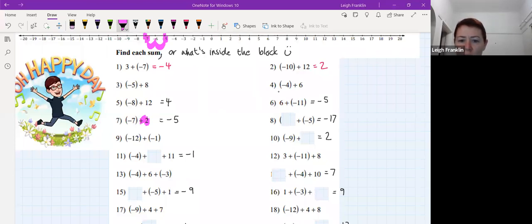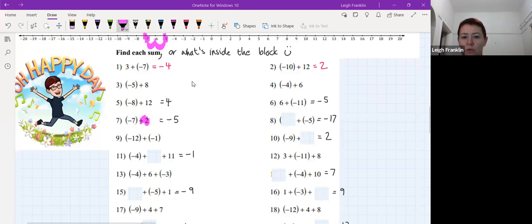Okay, now let's have a look at number 8. Where do we have to start on the number line when we add negative 5 and we're going to end up at negative 17? How are we going to get there? This is a difficult one.